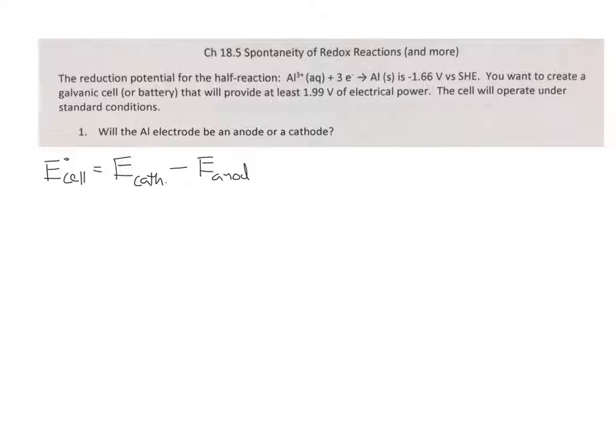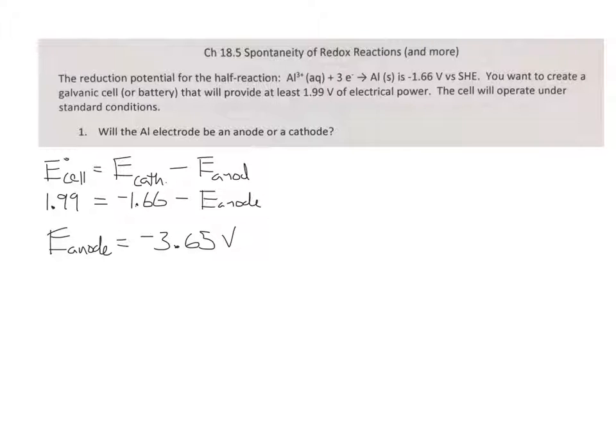Let's start by assuming that the aluminum is going to act as a cathode. Based on the information given in the question, the overall cell voltage you want is 1.99 volts, so that would be E cell, and then we're plugging in negative 1.66 volts for E cathode, that's of the aluminum half reaction given, and then we'll solve for E anode.